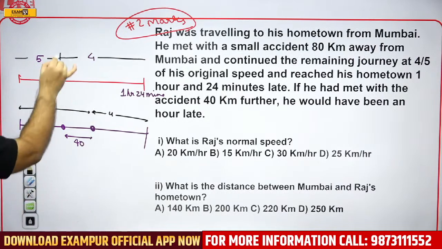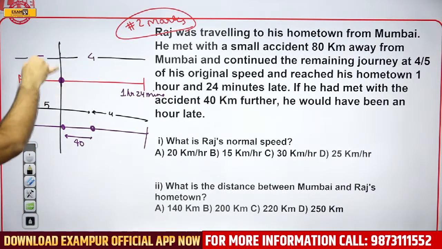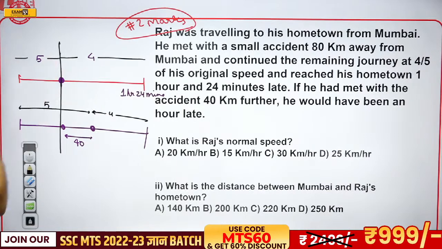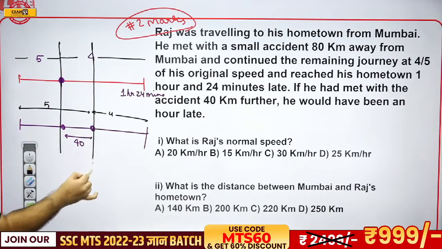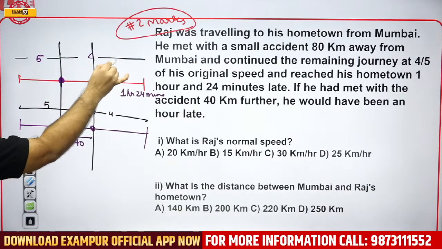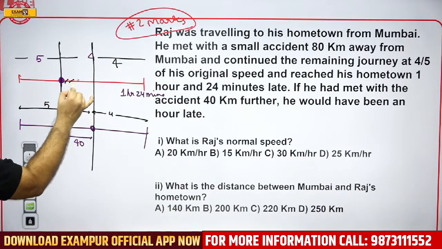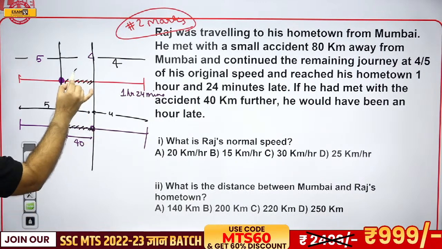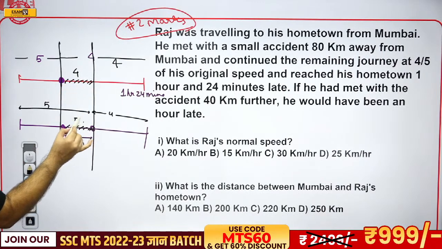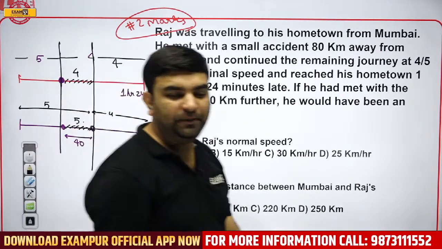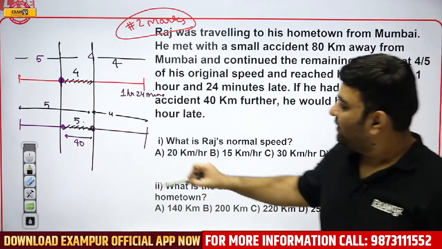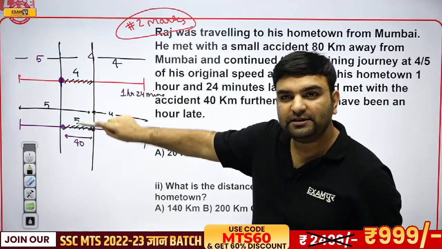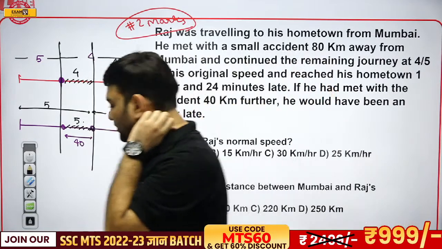Now let's see. I have created this first portion, speed is same for both. I have created another portion, speed is same for both. Only in this portion, speed difference is there. Here it is 4 and here it is 5.